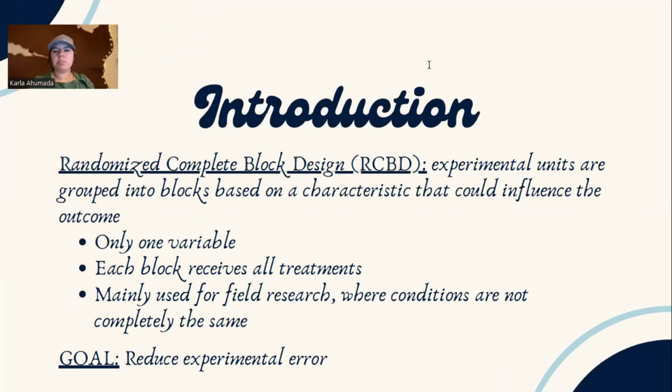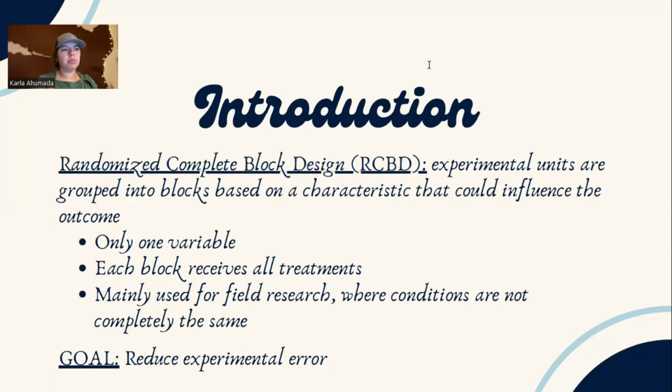RCBD is a type of experimental design in which the experimental units are grouped into blocks based on a characteristic that can influence the outcome. So what does this mean? It means that out in the environment or out in the field, it's facing something that can cause change within the data that we do not want. So we know that our treatments might cause differences in our data, but there's this other aspect or variable that could change our data that we do not want to analyze.